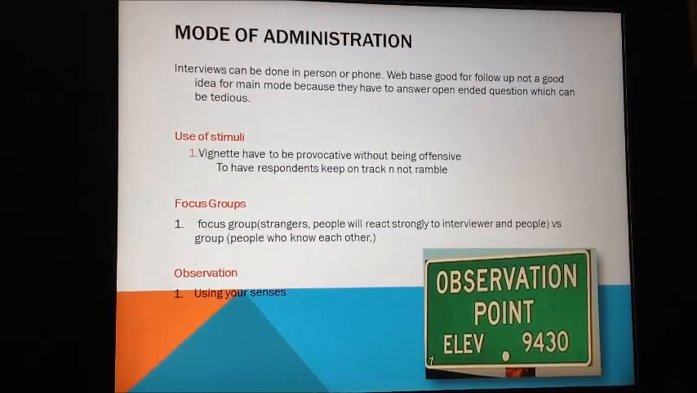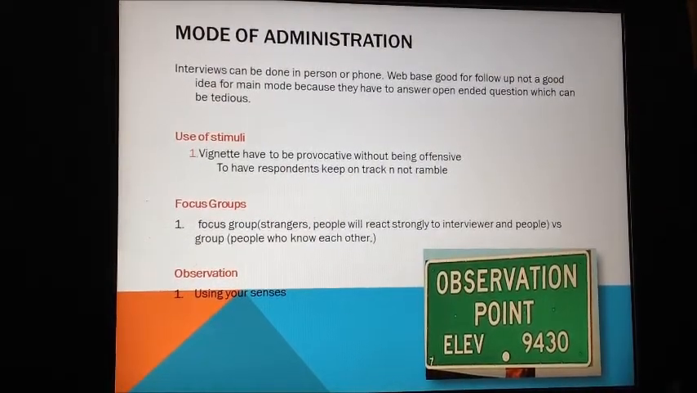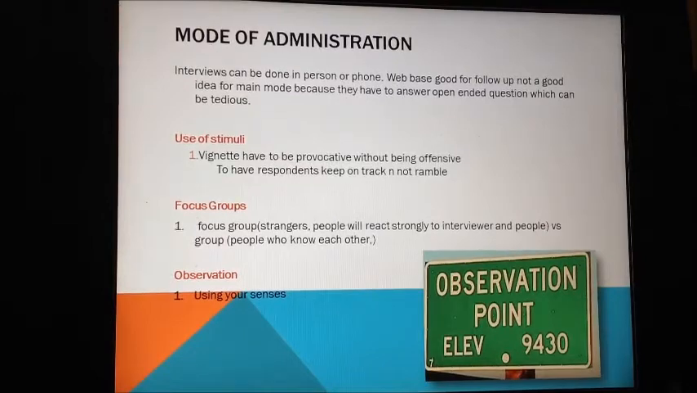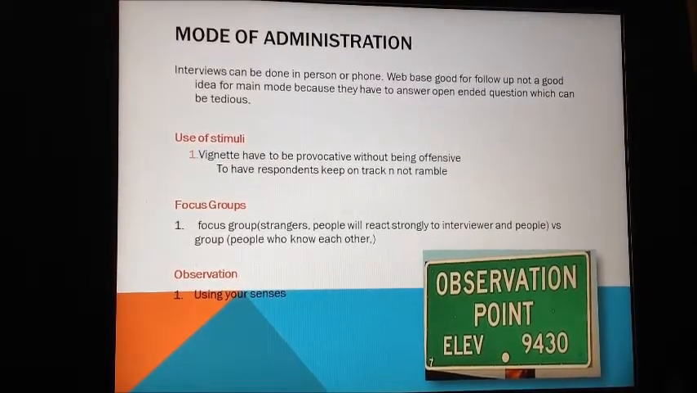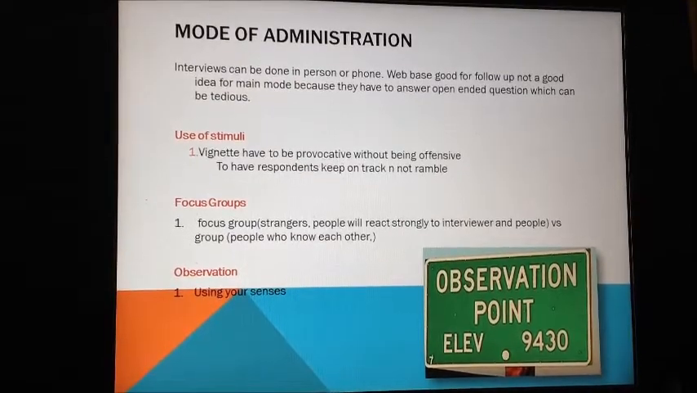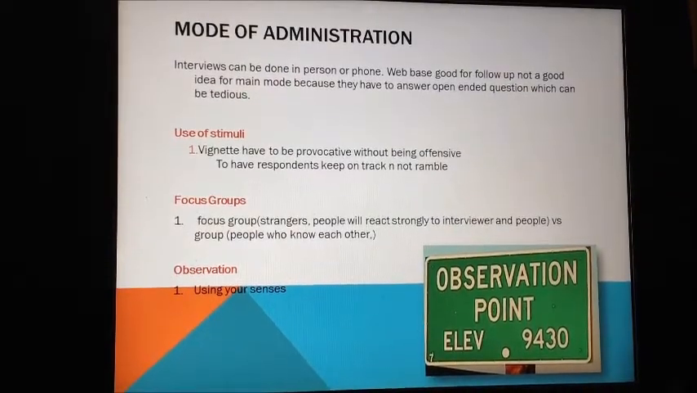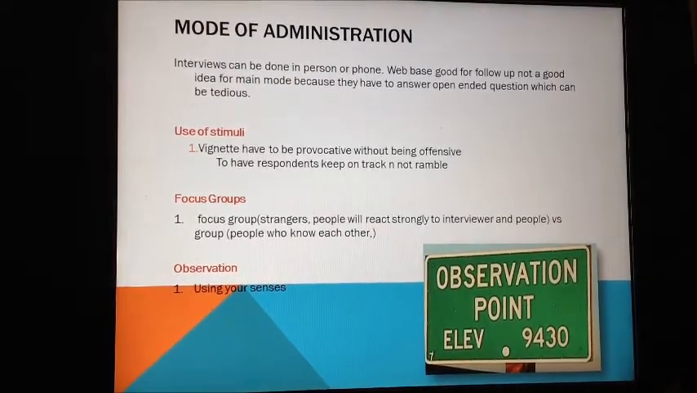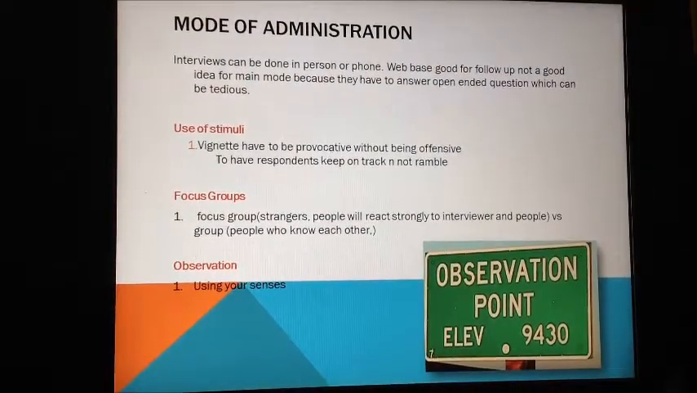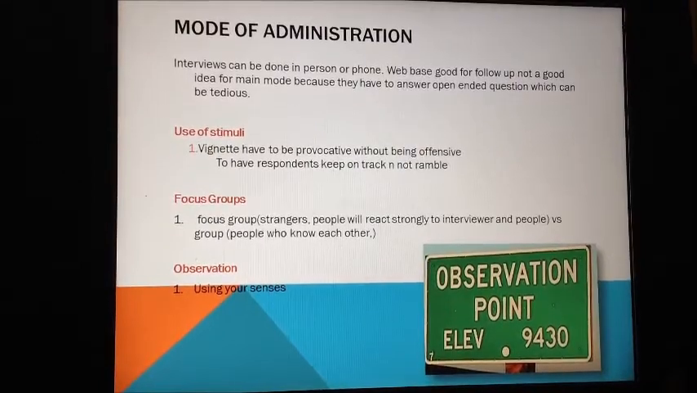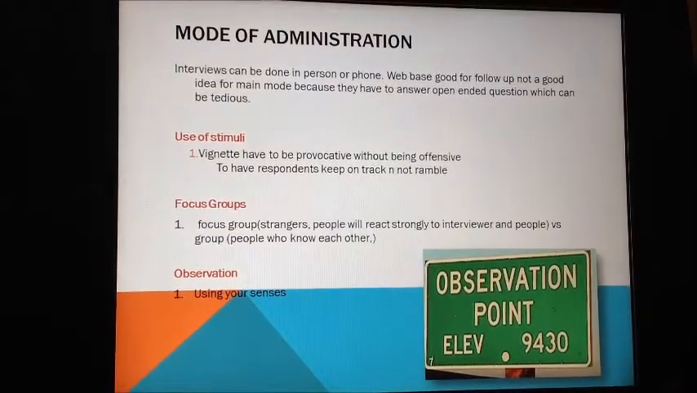Here we have different modes of administration: stimuli, focus groups, and observations. Stimuli is used to help engage the interviewee and hopefully get better, realistic answers. In stimulus, vignettes are storytelling, giving examples to help provoke responses without being offensive to the recipient.